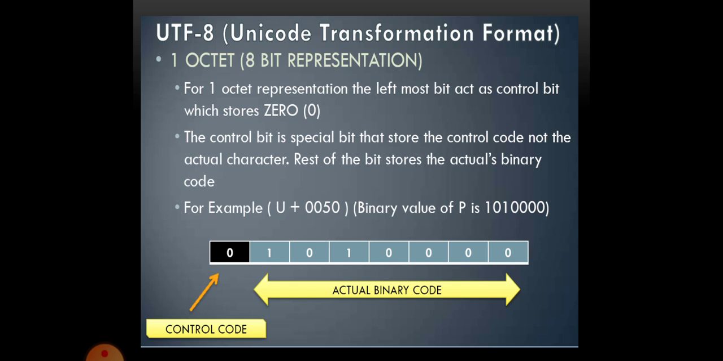So if we have the actual binary code like this for any character, to make it 8 bits we need to add only a 0, the control code, that is 0. For one octet representation, the leftmost bit acts as a control bit, which stores 0. The control bit is a special bit that stores the control code, not the actual character. The rest of the bits store the actual binary code.